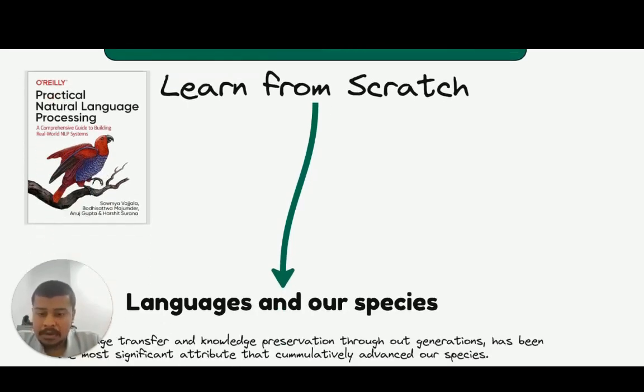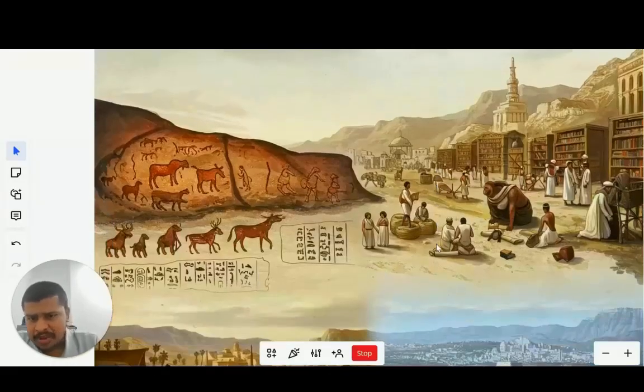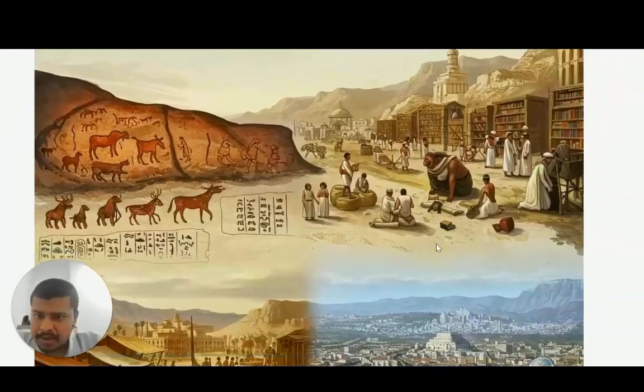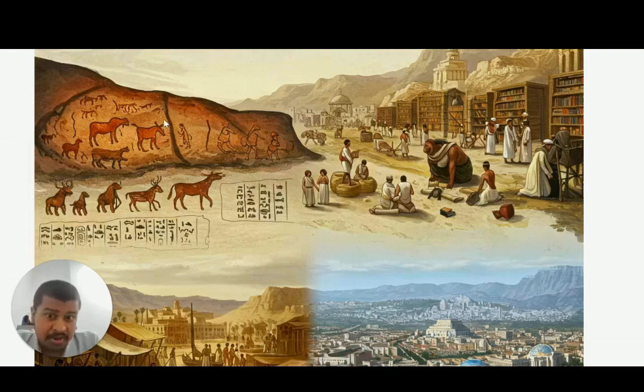Fine. So languages and our species. Observe this image carefully. We started out this way. Our ancestors started out this way, they were hunters and gatherers. They collected all of their wisdom, information, knowledge, used the carvings or the rocks as a medium of knowledge transfer through language, and then transferred or shared their knowledge through language to their next generation and the other individuals.